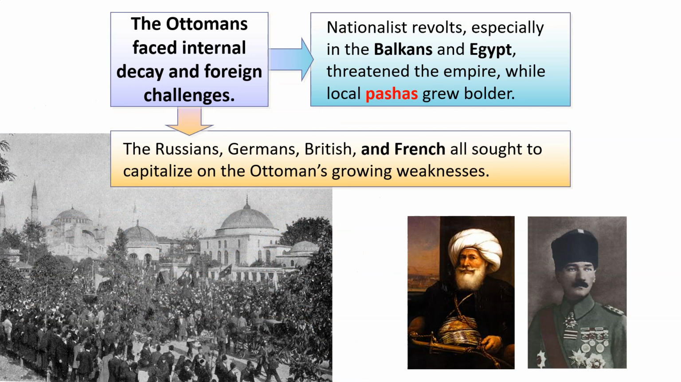And at the same time, the Ottoman Empire is facing external pressures from increasingly industrialized European powers. So the Russians want part of the Ottoman Empire. The Germans want part of the Ottoman Empire. The British certainly do, and the French as well. They all recognize that the Ottoman Empire is in decline, and they want to capitalize on that weakness.